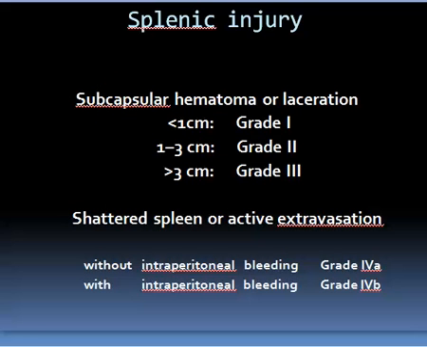Splenic injury. We have 3 main grades according to the size of injury, either less than 1 centimeter, 1 to 3 centimeter, or more than 3 centimeter, grade 1 to 3, involving subcapsular hematoma or laceration of the spleen. Then if there is cut in the spleen and or extravasation, we have 4A and 4B. If there is intraperitoneal bleeding, it is 4B. If there is no intraperitoneal bleeding, it is 4A.